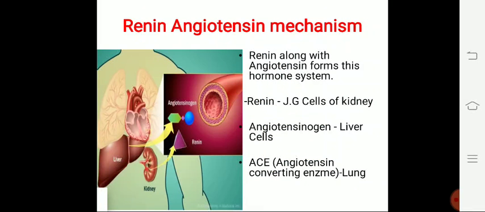Now we come to the indirect mechanism. In the indirect mechanism, first of all, the renin-angiotensin system. Renin along with the angiotensin forms this hormonal system. Renin is an enzyme secreted by the juxtaglomerular cells of the kidney. When there is ischemia or less blood supply to the kidney, the juxtaglomerular cells of the kidney secrete the renin.